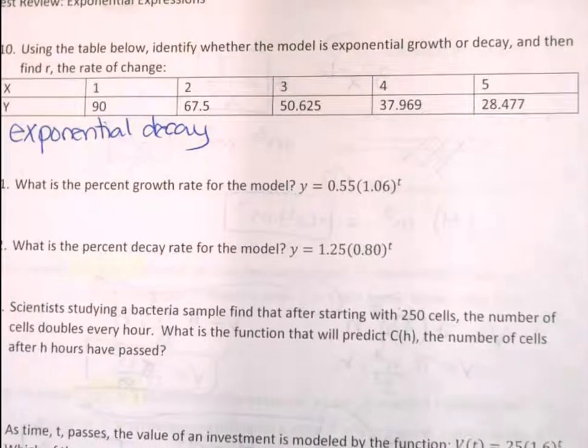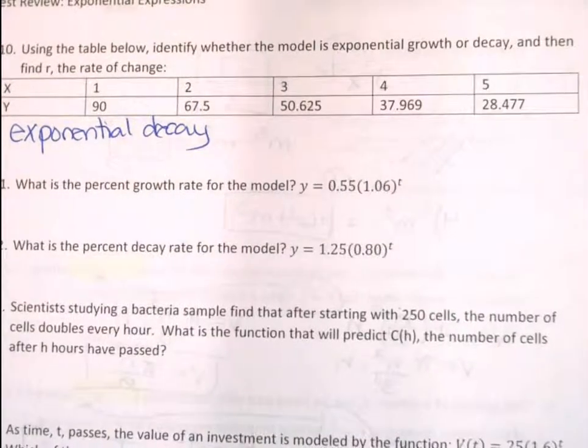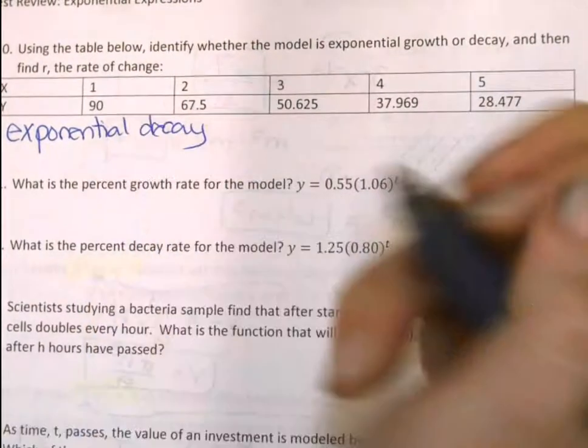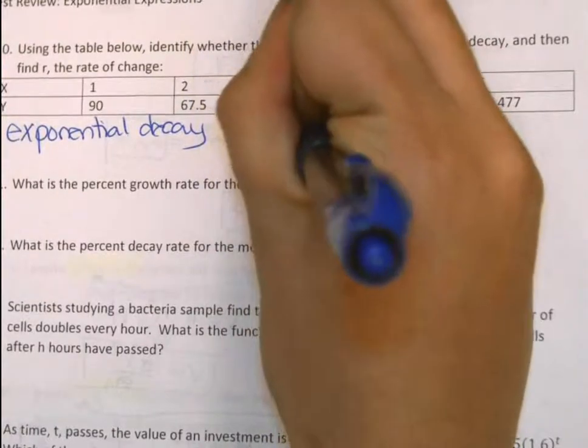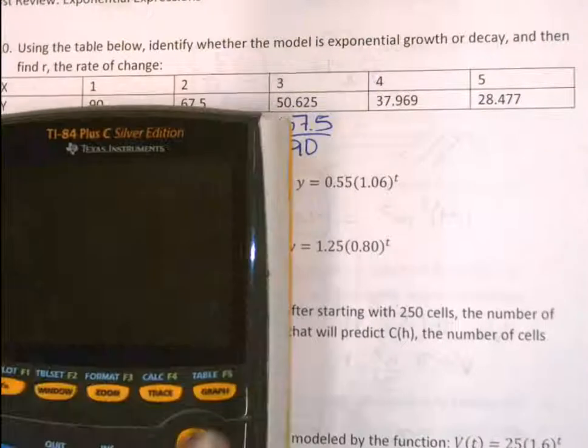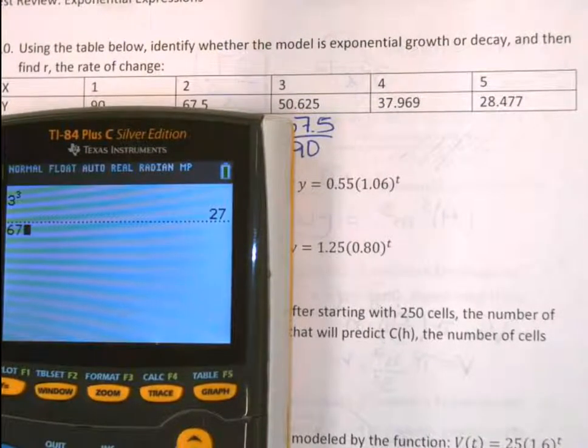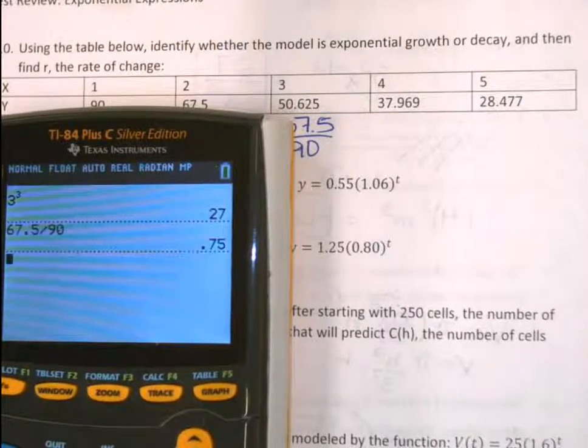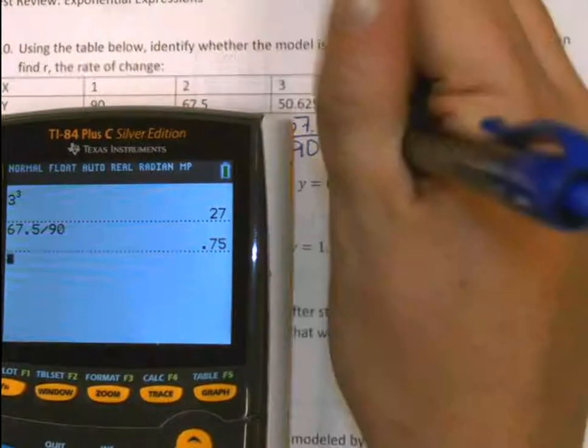And then I need to figure out the rate of change. So the way I figure out the rate of change is I take the second number and divide by the first number. I have 67.5 divided by 90. So I'm going to go on to my calculator. 67.5 divided by 90. And it gives me 0.75.